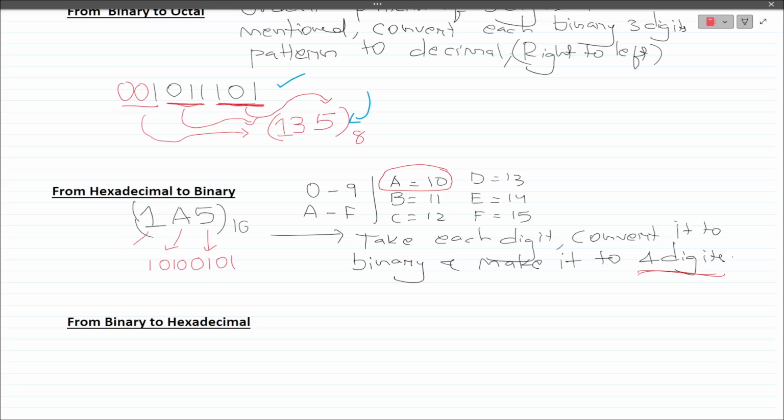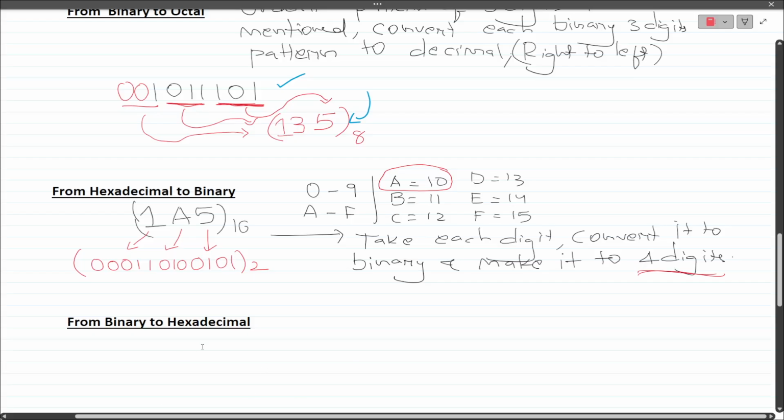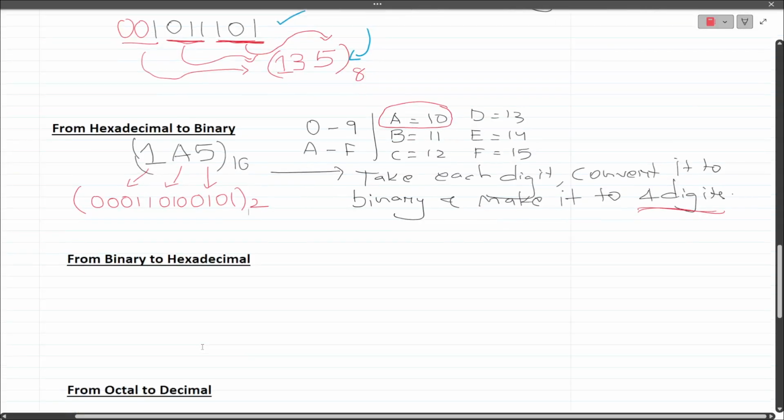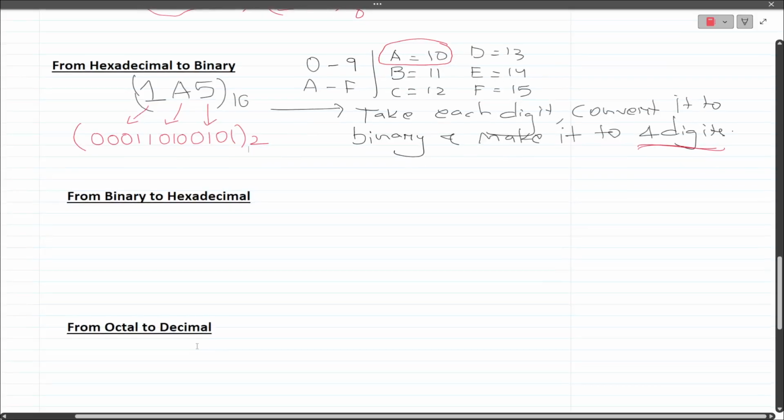Now it's time for 1. What's my binary digit for 1? It's 1, and I need to make a combination of 4. That's why I have added 3 zeros. Now my task is done. See, my hexadecimal is successfully converted to binary. Okay, see, it seems to be very easy, right?